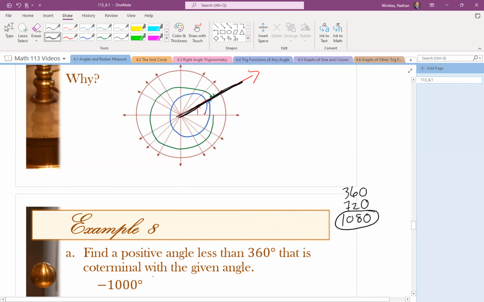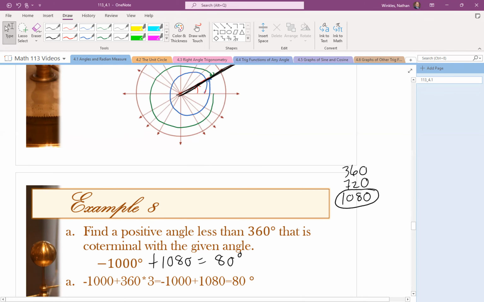So if I add 1,080, I get 80 degrees. Adding 1,080 is the same thing as saying 360 times 3, because here's 1, here's 2, and here's 3.